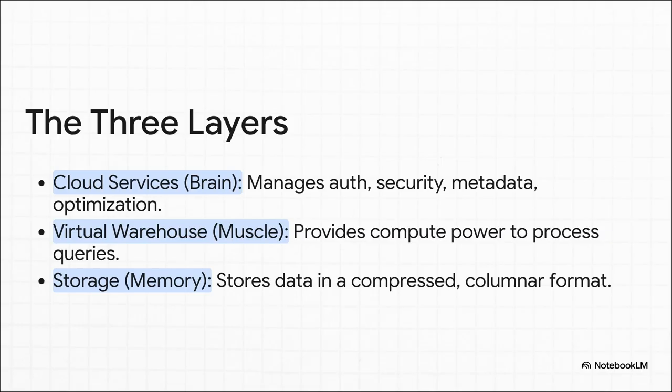The cloud services layer, that's the brain. It handles all the smart stuff like security and planning your queries. The virtual warehouse, that's the muscle, giving you all the raw horsepower you need. And the storage layer is the memory. Now, what makes this so revolutionary is that these three layers are completely independent of each other.